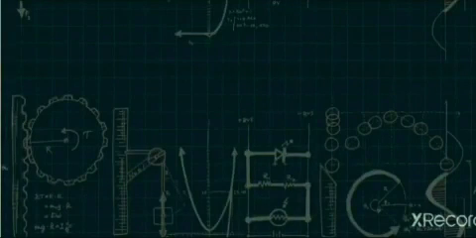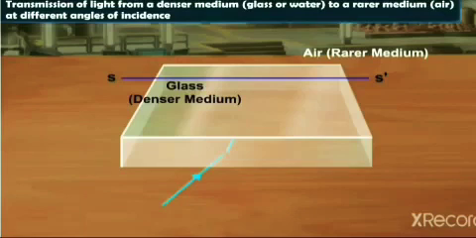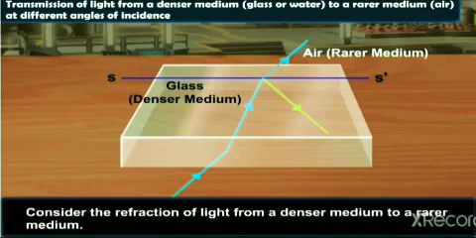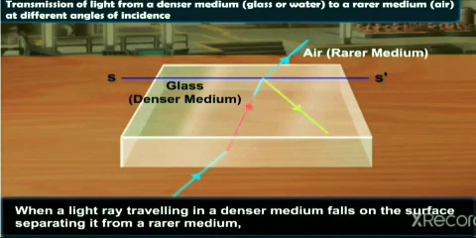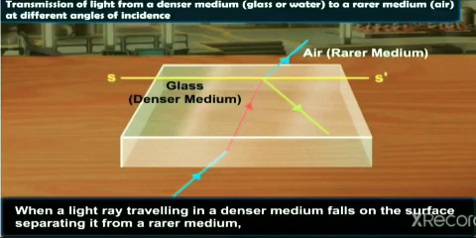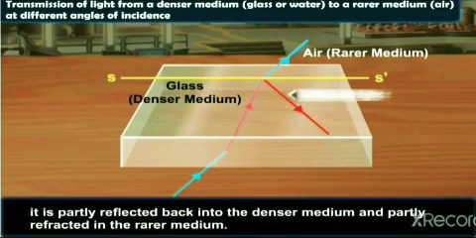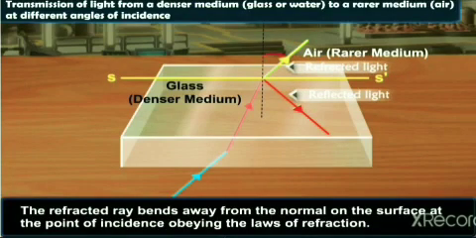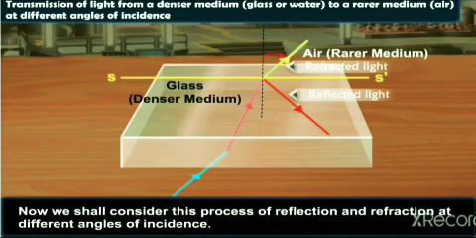Critical angle and total internal reflection. Transmission of light from a denser medium, glass or water, to a rarer medium, air, at different angles of incidence. Consider the refraction of light from a denser medium to a rarer medium. When a light ray traveling in a denser medium falls on the surface separating it from a rarer medium, it is partly reflected back into the denser medium and partly refracted in the rarer medium. The refracted ray bends away from the normal at the point of incidence, obeying the laws of refraction. Now we shall consider this process of reflection and refraction at different angles of incidence.